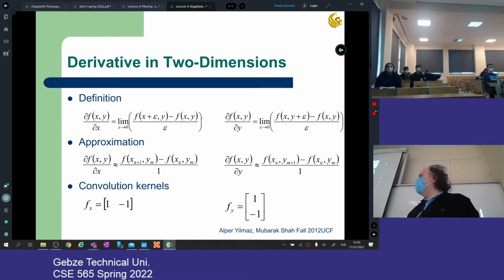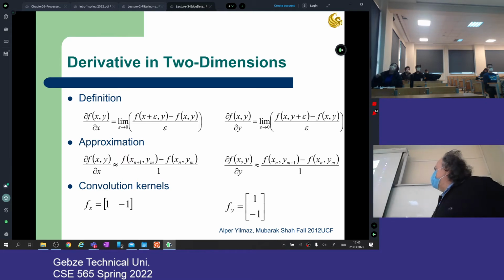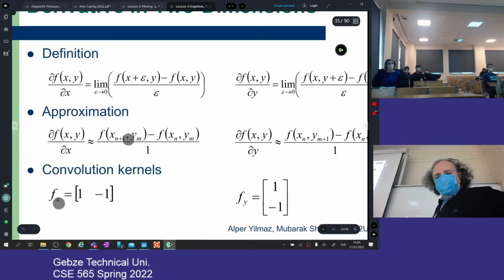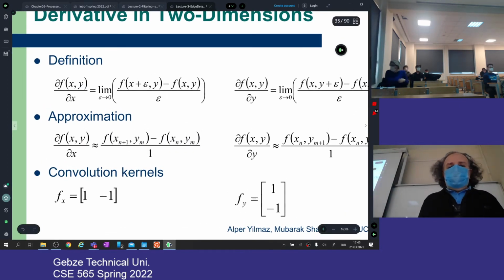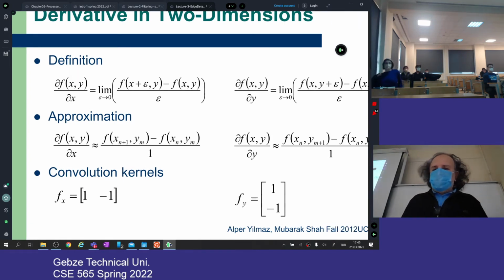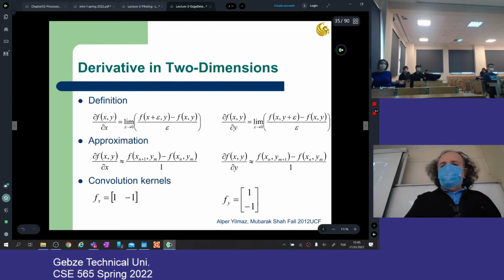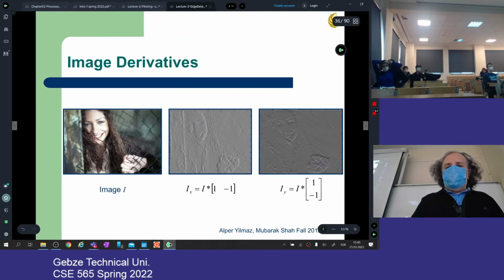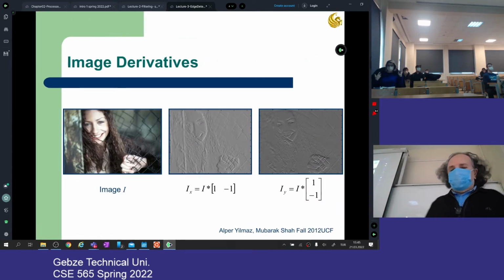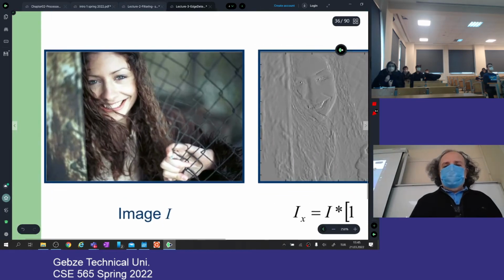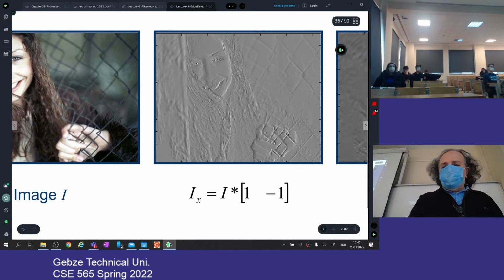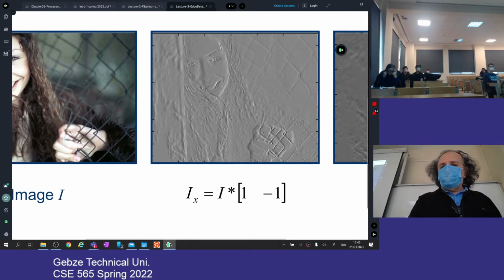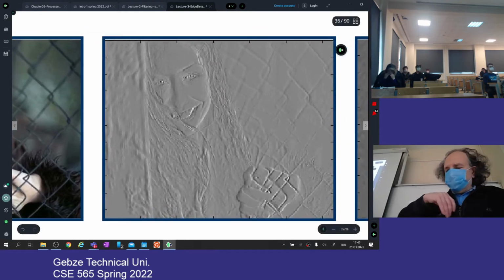And since we have two dimensions, not one dimension, I can take the derivative with respect to x, and I can take the derivative with respect to y. If I apply this operator, I would be taking a derivative with respect to x, and if I apply this operator, I would be taking the derivative with respect to y. This is a sample result on the same image. This is the input image. If I apply this kernel, this operator, to this image, this is the result that I would get.